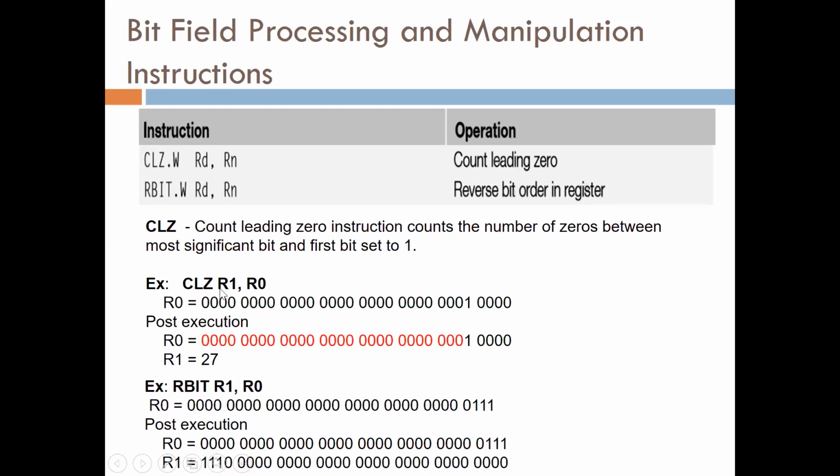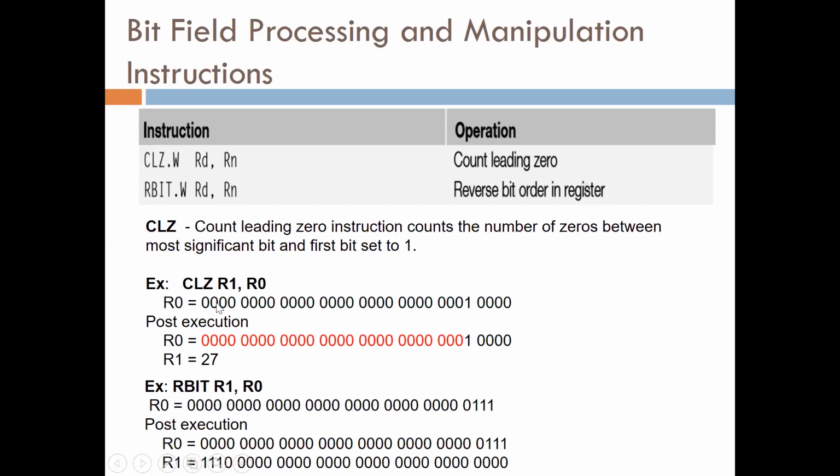So we have an example here, CLZ space R1 comma R0. R0 content can be anything. So here you have R0 content as shown here. Now you have the data, as this is a 32-bit register. So what does the CLZ instruction do? It will count the leading zeros. It will count the leading zeros starting from the most significant bit of the R0 register. So here the R0 register most significant bit starts here.